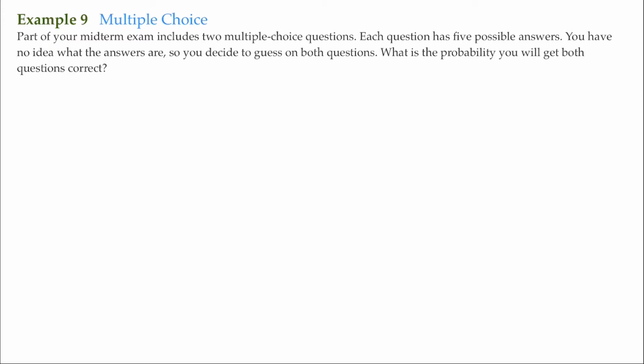So for this example, it says, part of your midterm exam includes 2 multiple choice questions. Each question has 5 possible answers. You have no idea what the answers are, so you decide to guess on both questions. What is the probability you will get both questions correct? So we can write this as the probability of getting the first question correct and the second question correct. So then this is equal to the probability of getting the first question correct times the probability of getting the second question correct.